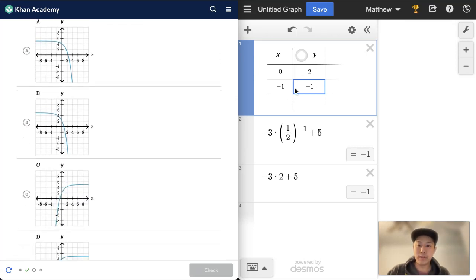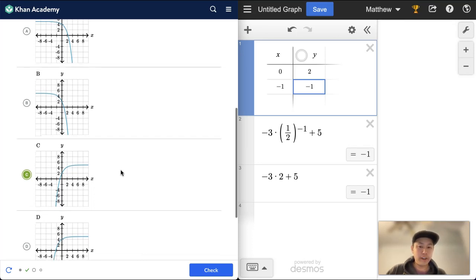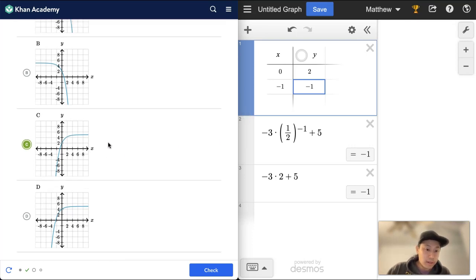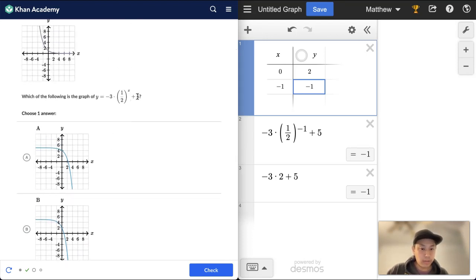It needs both of these points, right? Every single point on the table has to match every single point on the graph. So this one has (0, 2), and it looks like it has (-1, -1). Okay, so I might have to check some other points, but only if option D also has these 2 points, which it does not. Okay, D does not have (0, 2), so I know that the only option by process of elimination is going to be C. Okay, if it's not multiple choice, what you'd have to know is your asymptote is at y = 5, right?